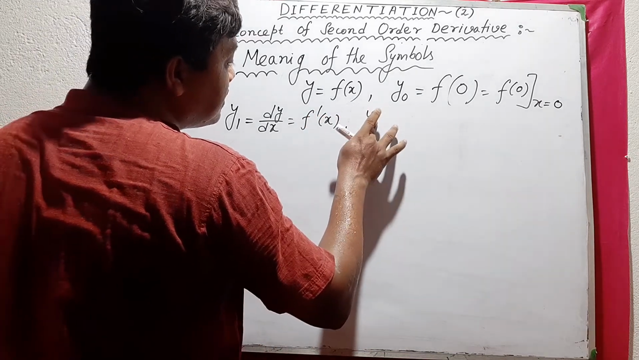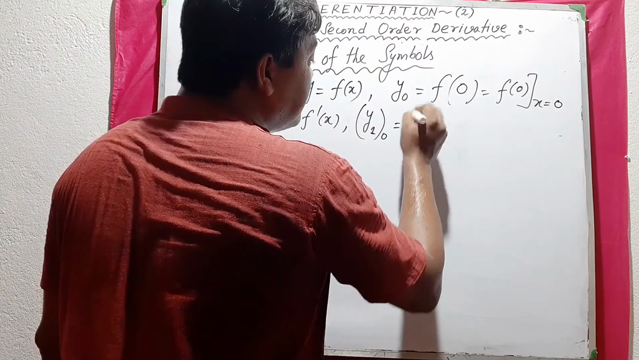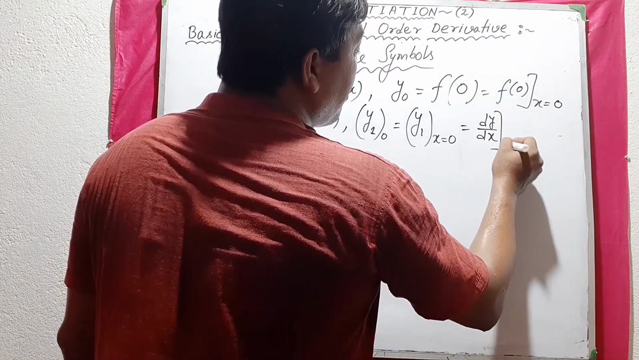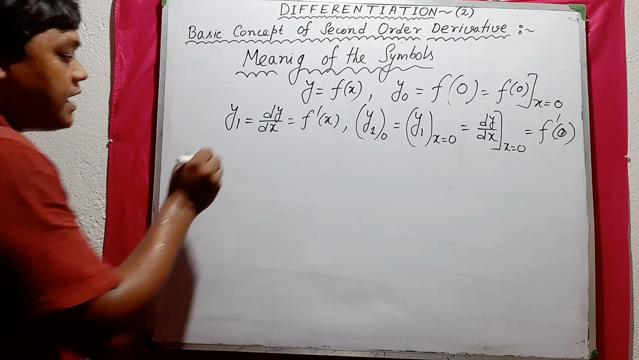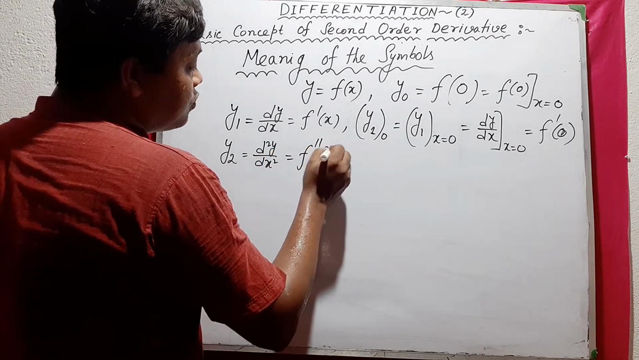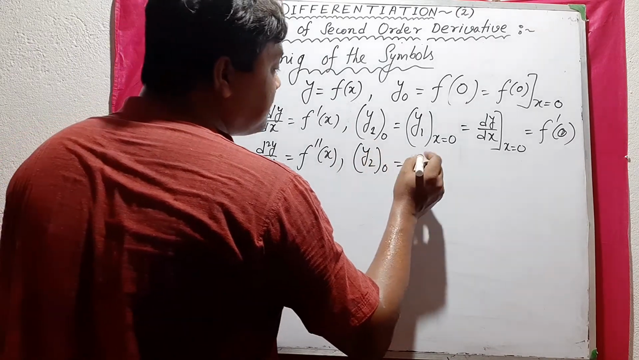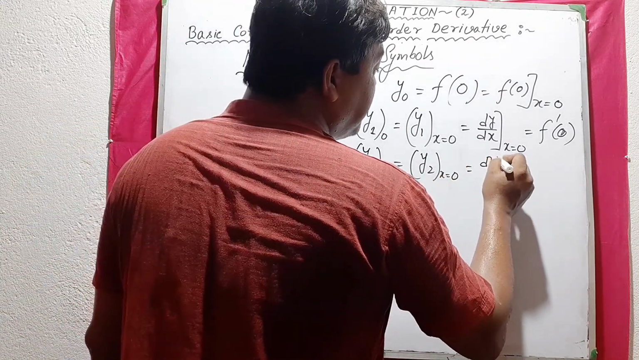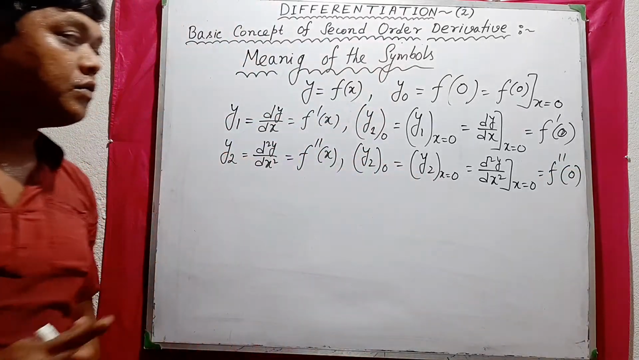So y1, usually written as y1 in brackets with 0 below, at the point x equals 0, that means y1 at x equals 0, that means you calculate dy/dx, and then put x equals 0, or find f'(x) and put x equals 0. All are the same notation. y2 equals d²y/dx², and we have already said that that is f''(x), and y2(0) means y2 at the point x equals 0, or d²y/dx² at the point x equals 0, or you can say f''(0).